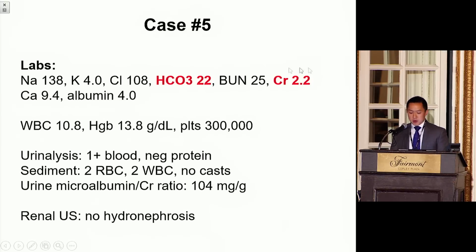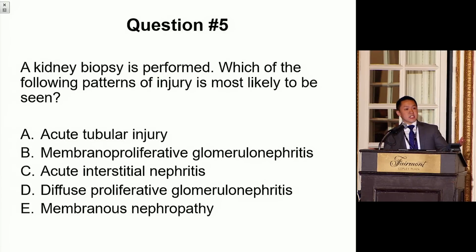Here are his labs. So his creatinine is up to 2.2. Other labs are relatively unremarkable. Here is CBC. His urine analysis shows a little bit of microscopic hematuria, but no proteinuria. His sediment shows a couple white cells, no casts, and he has relatively mild proteinuria. An ultrasound shows no hydronephrosis. So you order a kidney biopsy.